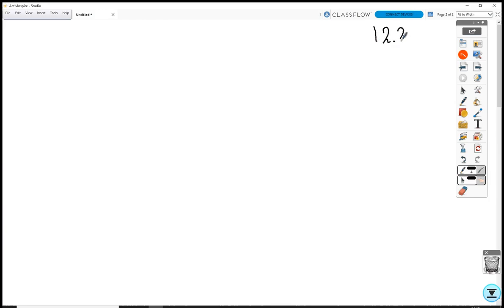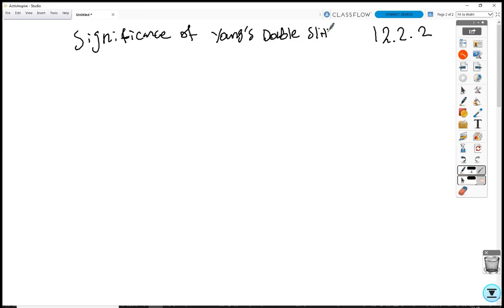This is 12.2.2, significance of Young's double slits. So we'll start off with what Newton said in his corpuscular theory.